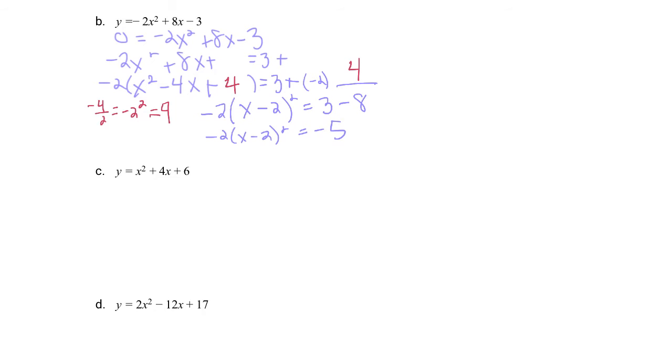The very last step, I'm going to move negative 5 over to the other side by adding it to both sides. My final answer is going to be negative 2 times (x minus 2) squared plus 5 is y.